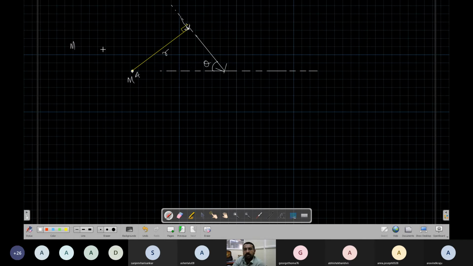So the moment at, let's say, A, is equal to the force times R. So you can do that. Right, that is one way of doing it. So dropping perpendiculars, that is method one. The second method is also a simpler method.